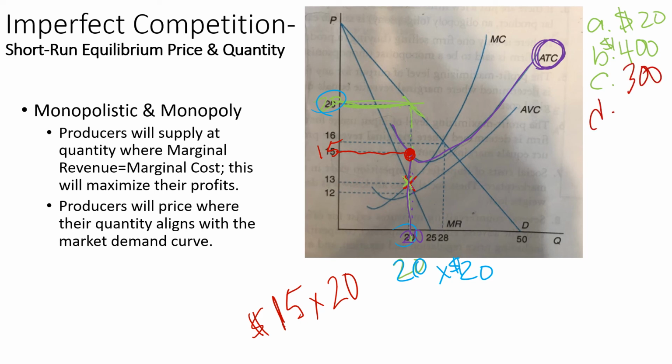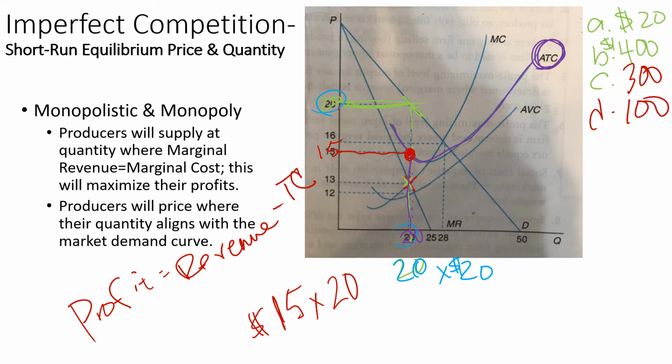D, calculate the profit for the monopolist. Well, profit equals revenue minus total cost. So 400 minus 300 is 100. And that's what this area is here. The difference between 20 and 15 is $5. And then we're selling 20 of them too. So 20 times 5 is 100. So we can double check it both ways.